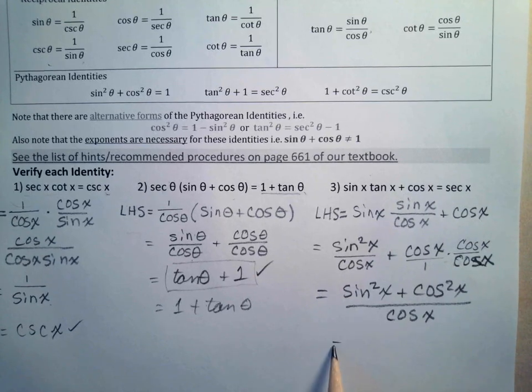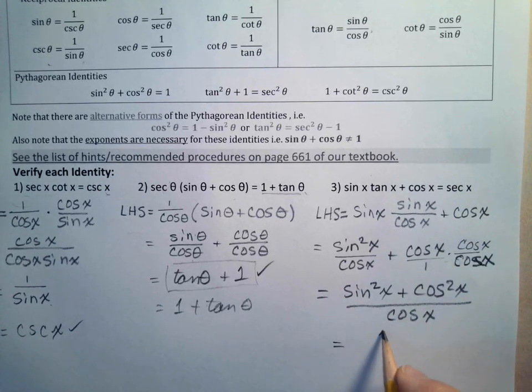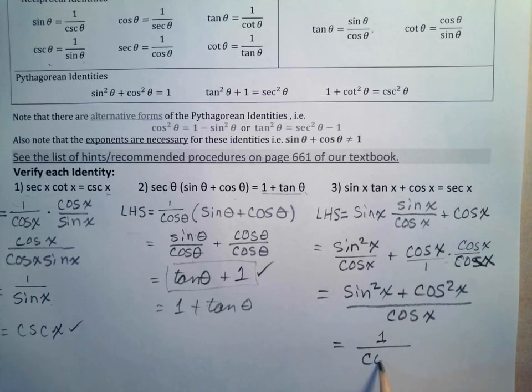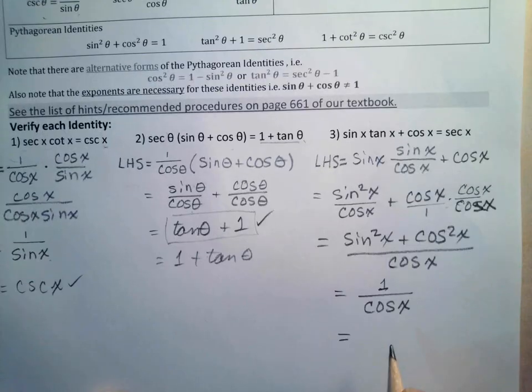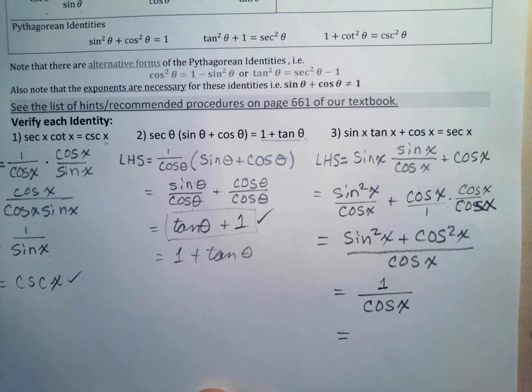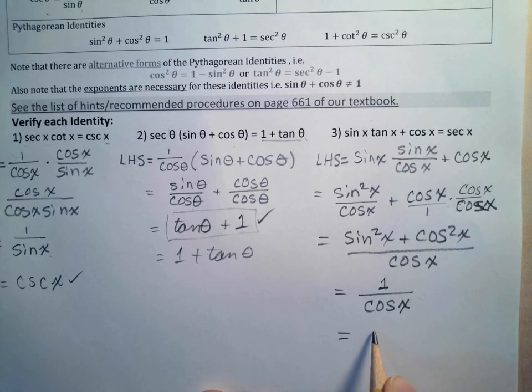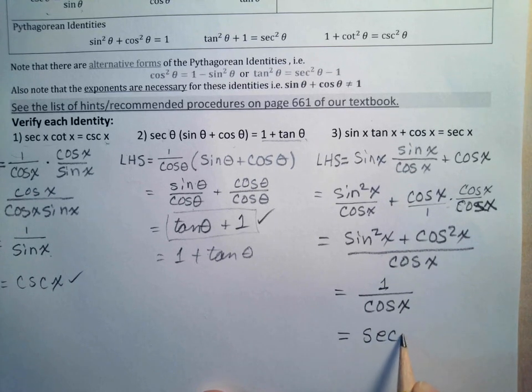And then sine squared x plus cosine squared x is just 1, so we have 1 over cosine x, and that is equal to, using the reciprocal identity, secant x, which is what the right-hand side is.